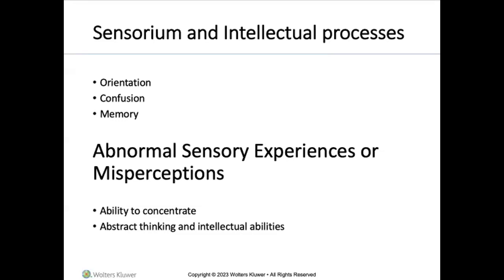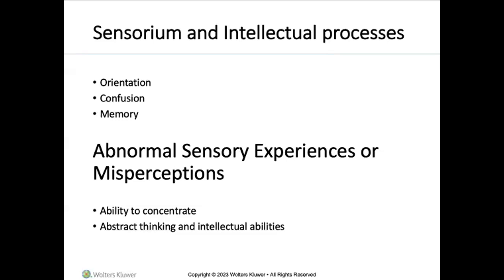When we talk about abnormal sensory experiences or misconception, we're trying to figure out if the patient can concentrate. So if your client is able to concentrate, we can have them spell the word world backward. Sometimes we can have them do subtracting serial sevens. So you'll have them start at 100 and subtract 7, and subtract 7 again, and 7 again.